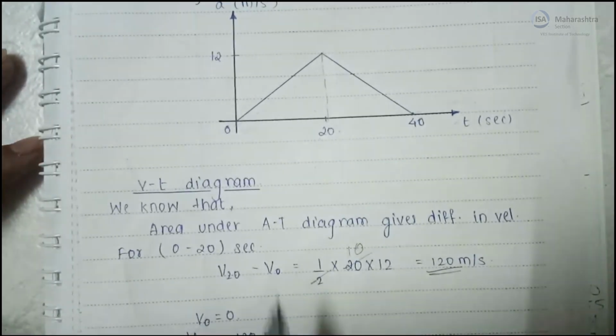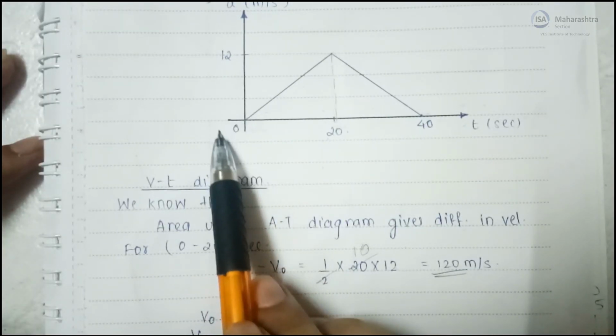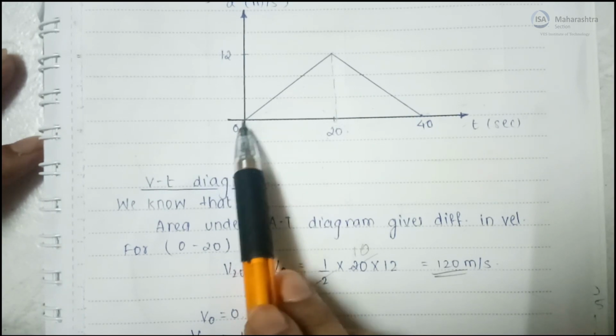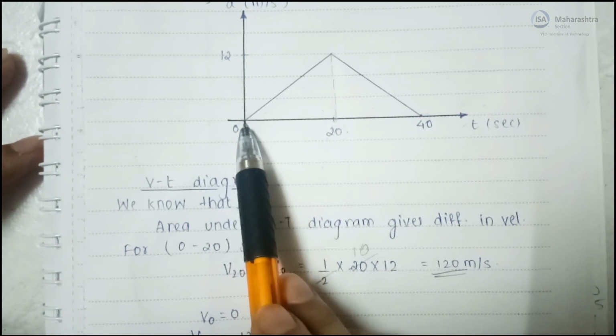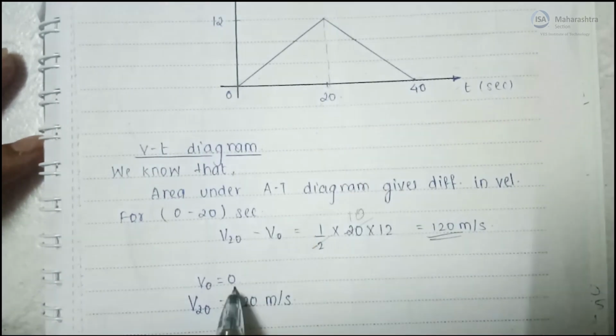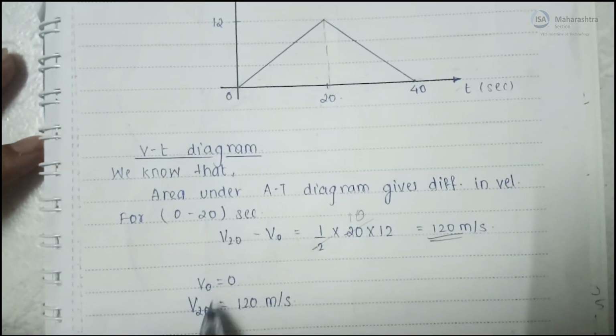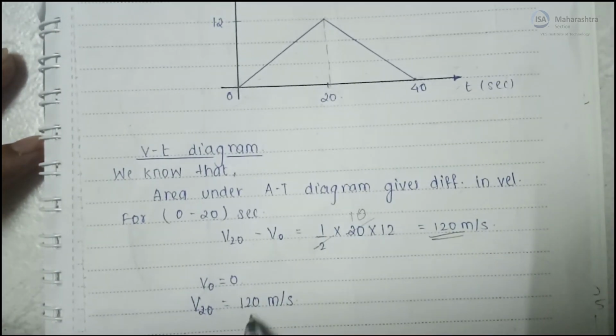second. Now we know that velocity at 0 is 0 because the graph starts from the origin. So at 0 seconds the velocity is 0. So substituting 0 over here, we get V20 is equal to 120 meter per second.